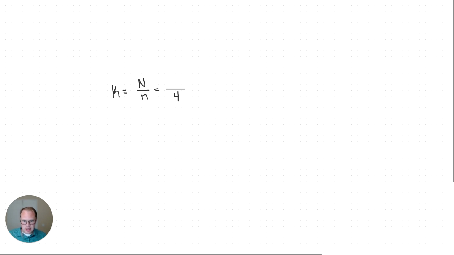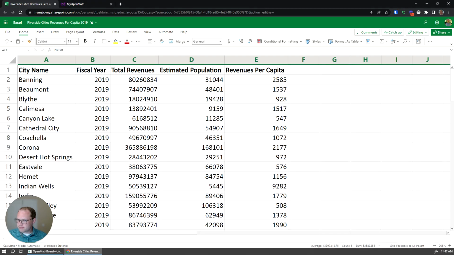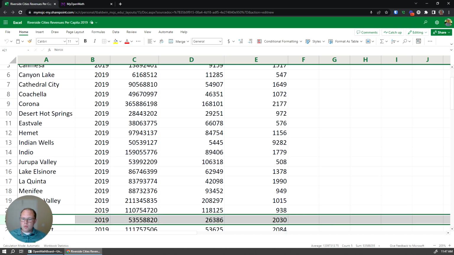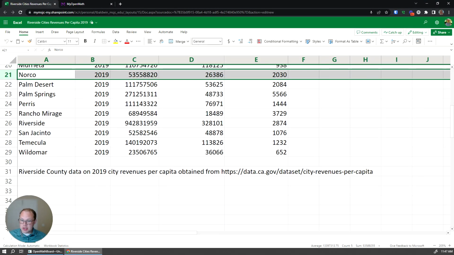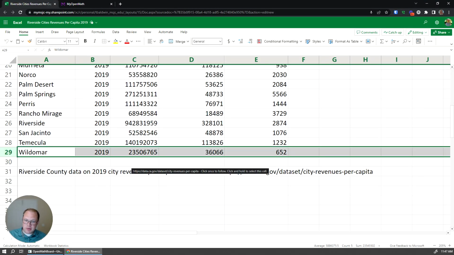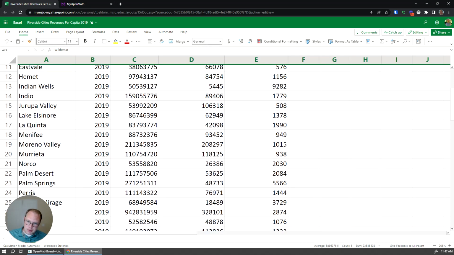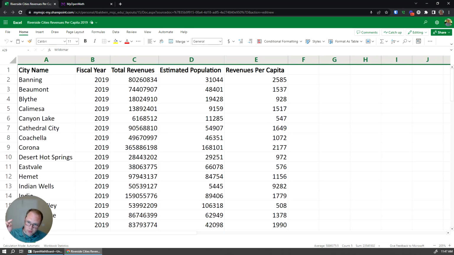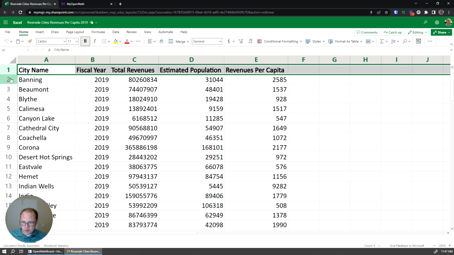So let's take a look at the spreadsheet here. Okay? We could see that the last city in the spreadsheet is 29. Okay? But we have to be careful. That's not actually our population size. If we go up, remember that first row is the header row. There's actually no data in that row. There's no city in that row. So we don't have 29 cities. We have 28 because we have to subtract that one row because it doesn't actually contain data.